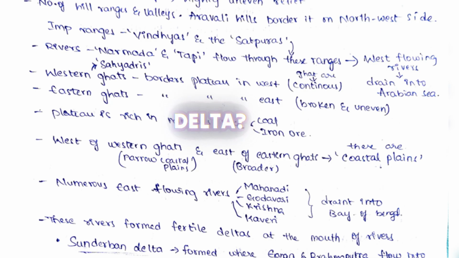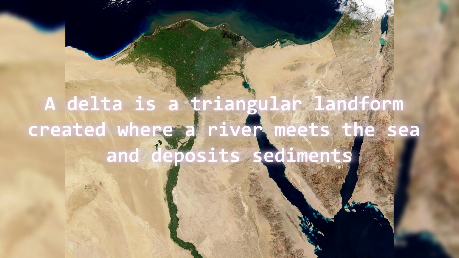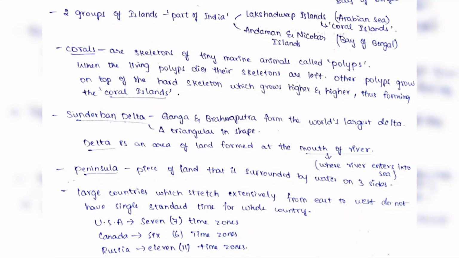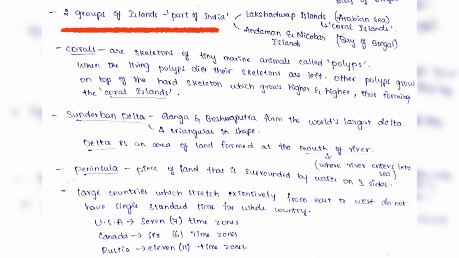Now what is a delta? A delta is a triangular landform created when a river meets the sea and deposits sediments. Famous deltas include the Sundarbans Delta formed by the Ganga and Brahmaputra, which is also the largest delta in the world. Finally, India has two groups of islands.